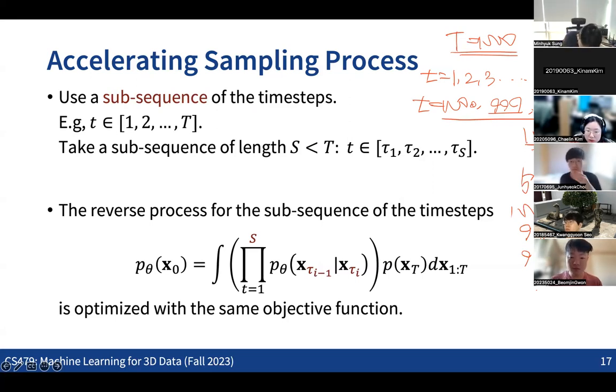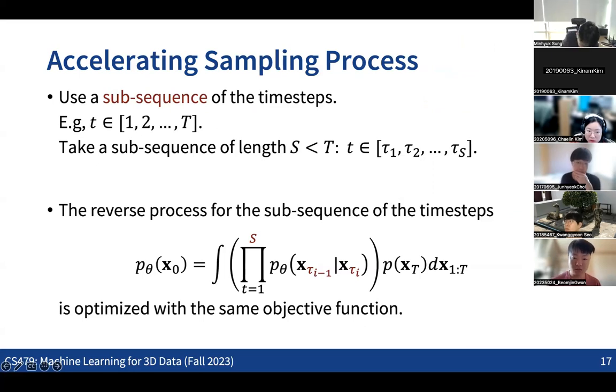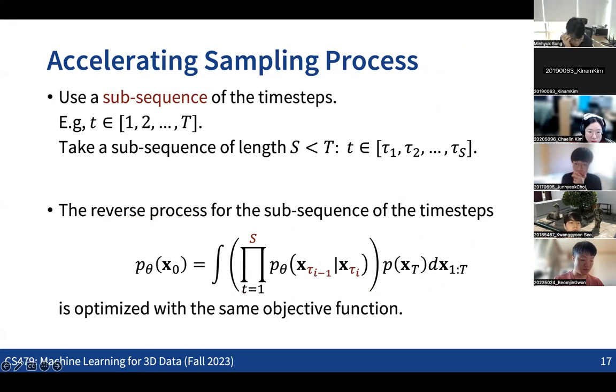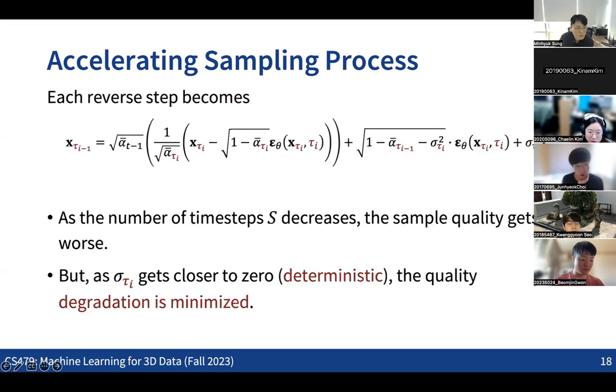And also, even when you run the reverse process with a subsequence of the time steps, optimizing this for the given data samples becomes minimizing the same objective function as with the full sequence of the time steps. So it's not giving some kind of bias for the final outputs, but it becomes an approximation for the full reversibility process. So that's the thing.